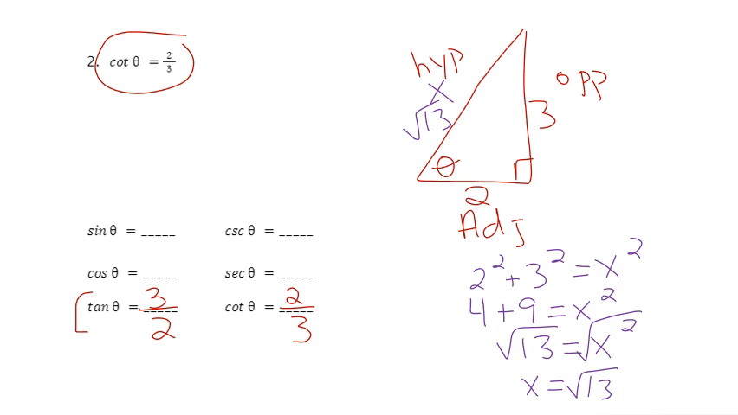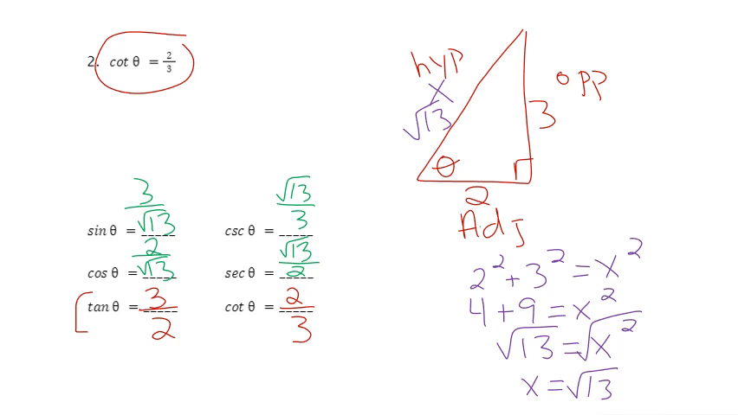And then now we're going to go ahead and write all of our ratios. So sine is going to be opposite over hypotenuse. So 3 over radical 13. Cosecant will be the reciprocal, so root 13 over 3. Cosine will be 2 over radical 13. And then secant will be the reciprocal, root 13 over 2.